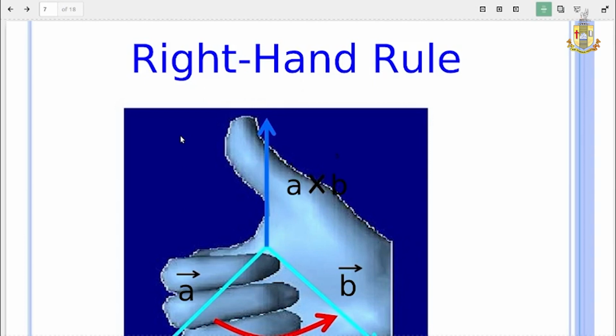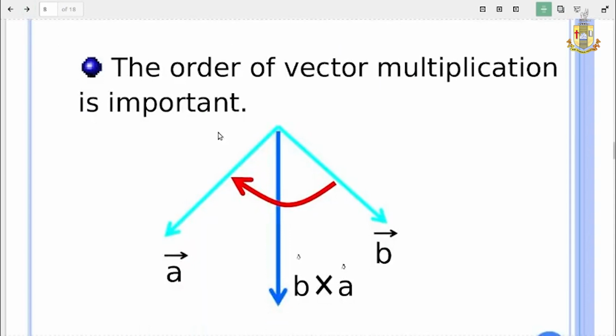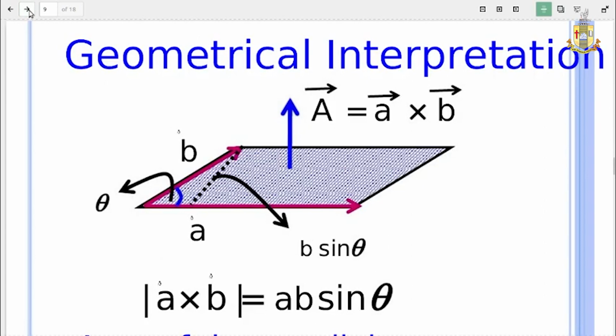Okay. Next, if you see this, the order is very important in the cross product. If the order is from A to B, then we have to write it as A vector cross B vector. If the order is from B vector to A vector, then we have to write it as B vector cross A vector. So the order is different here.